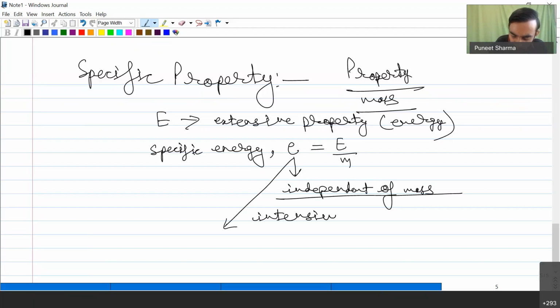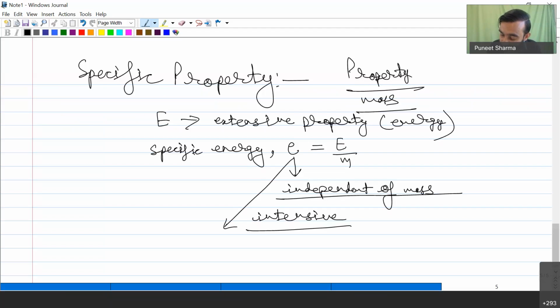So as per the definition, a specific property is the value of a property per unit mass. That is why the value of a specific property inherently becomes independent of mass. So every specific property is considered an intensive property of the system.